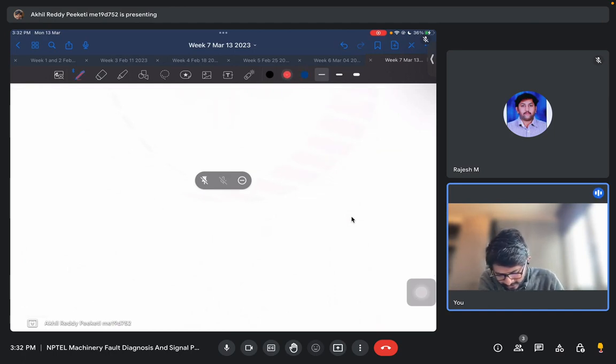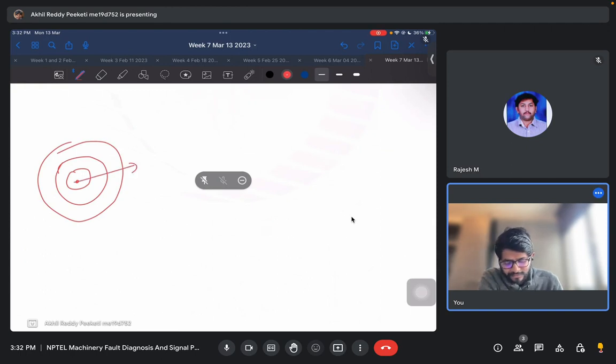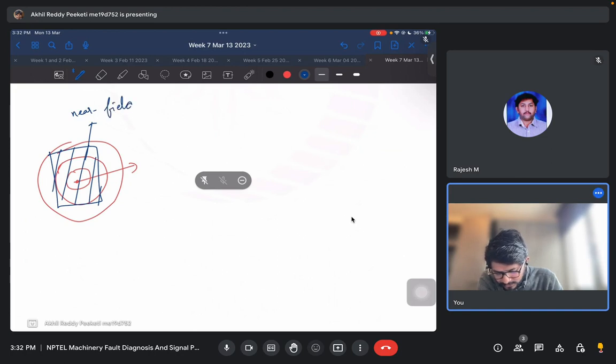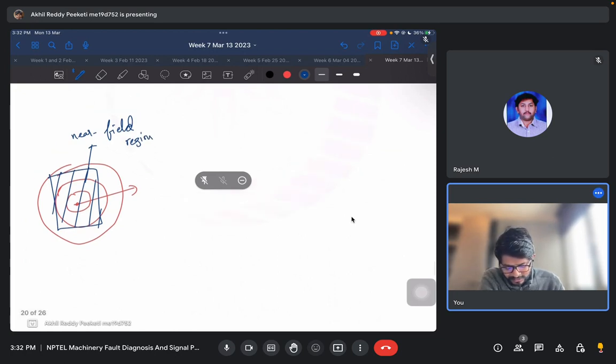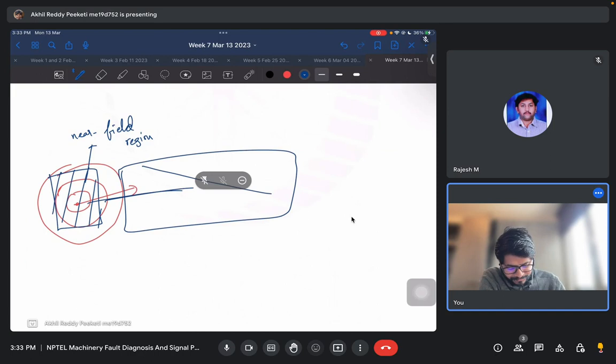So let's say we have a spherical source here, in three-dimensional space, and sound is moving away. Very near the source, the magnitude is the same, so that is the near field region. Far away, the sound power level actually decreases, so away from that it's actually the far field region.